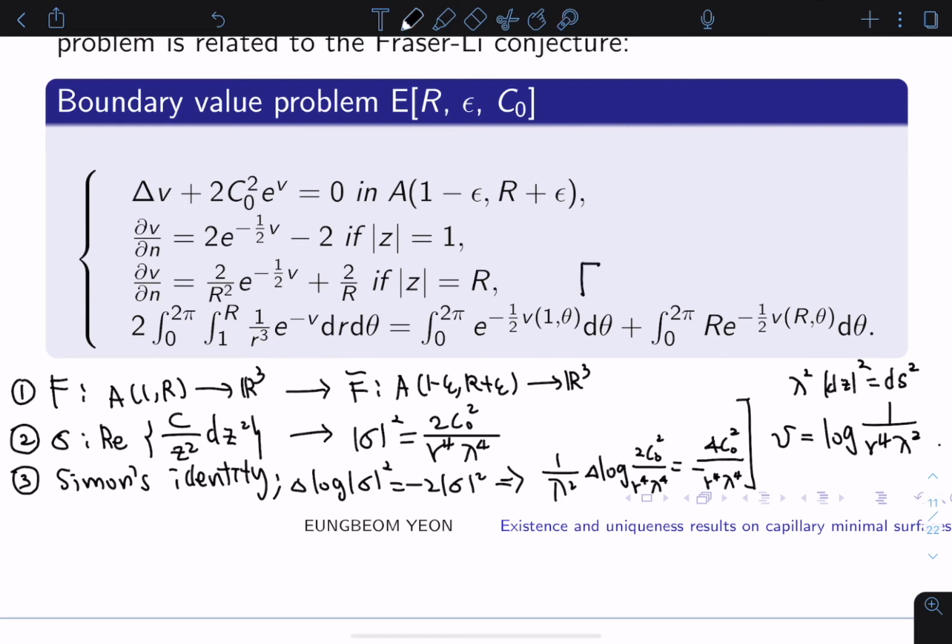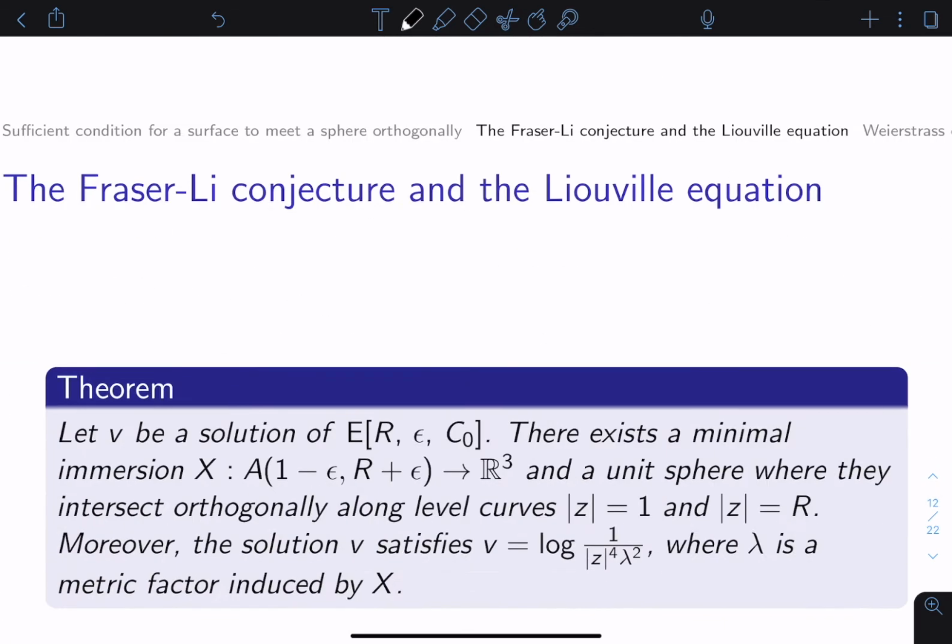So if we write it, then it goes like this. Twice the area equals the length of the boundary. It comes from the free boundary condition. So we have this boundary value problem, and we are curious that if we find a solution to the boundary value problem as this, then would we have a free boundary minimal annulus as well? So that's the theorem here.